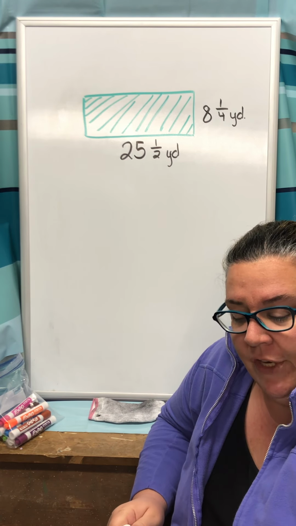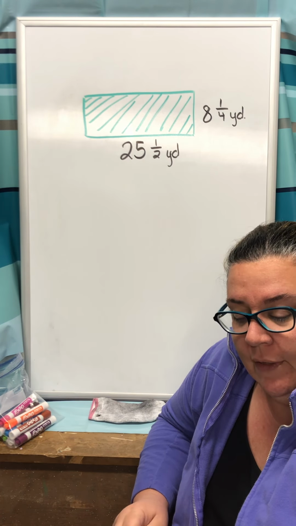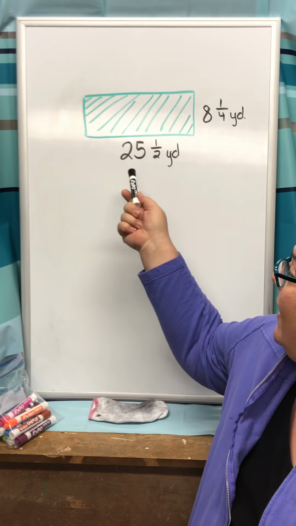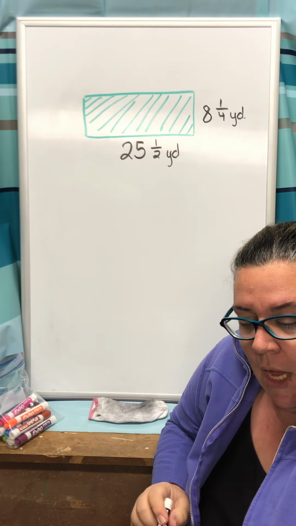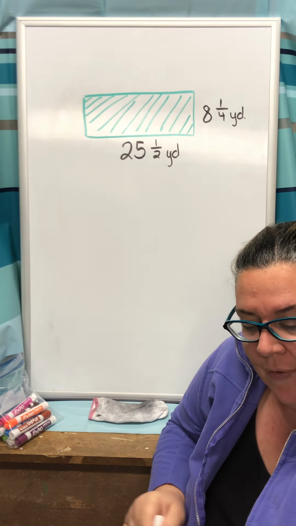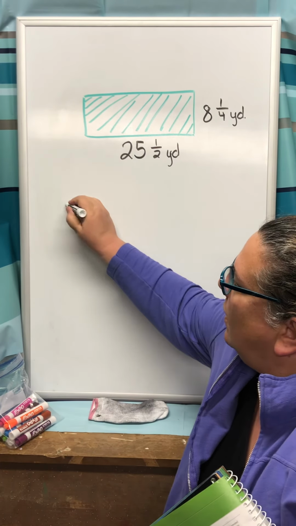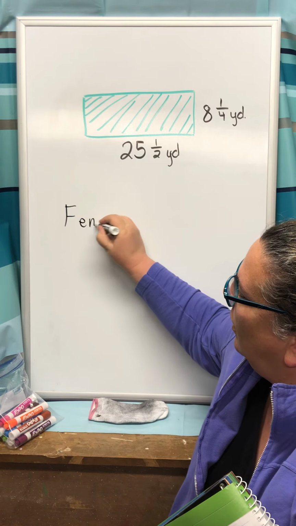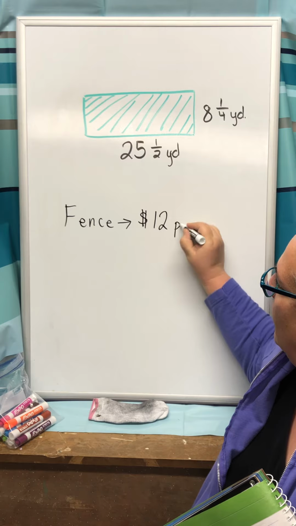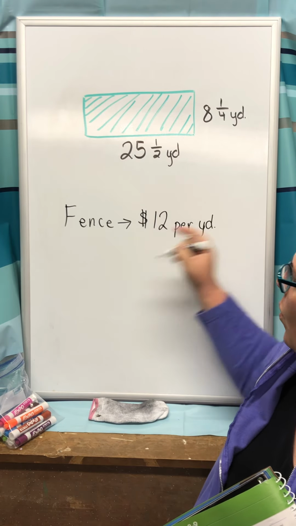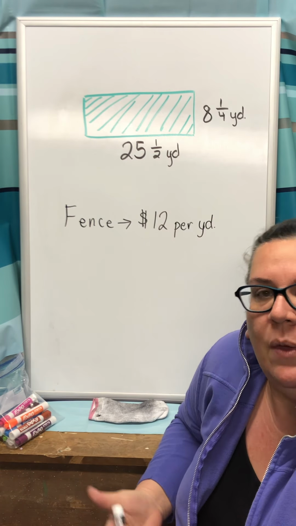So for the solve and share, the question says, a rectangular dog park was built with the dimensions shown. So it's a 25.5 yard by 8.25 yard field. The fencing that completely surrounds the park costs $12 a yard. So I want you to think about, if we're talking about putting in a fence, what would that mean that we would need to figure out?